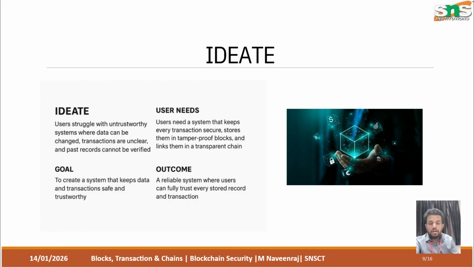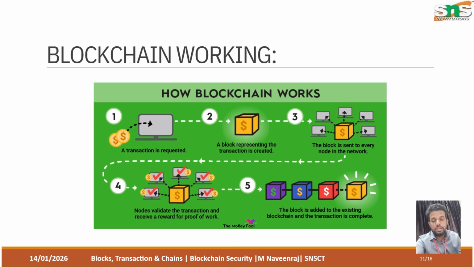So here I am going to consider the defined problem statement as: create a system where data and transactions are safe and trustworthy. The main key focus is security, transparency and immutability. These are the key focus of this blockchain technology. The main outcome is a reliable blockchain system where users fully trust the stored records.